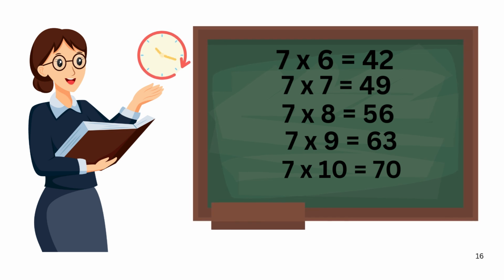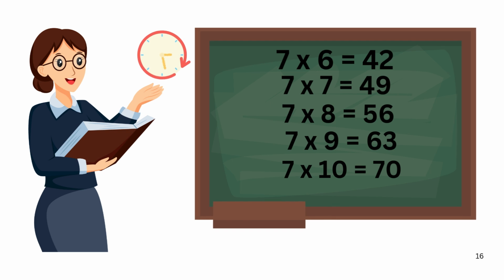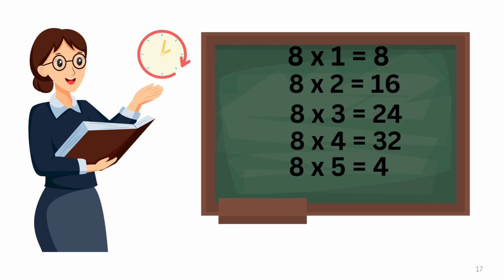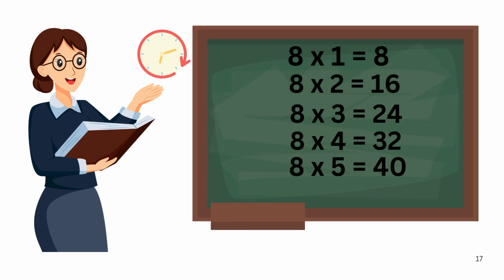7 multiplied by 7 equals 49. 7 multiplied by 8 equals 56. 7 multiplied by 9 equals 63. 7 multiplied by 10 equals 70. Next, we are on the table of number 8. We have 8 multiplied by 1 equals 8.